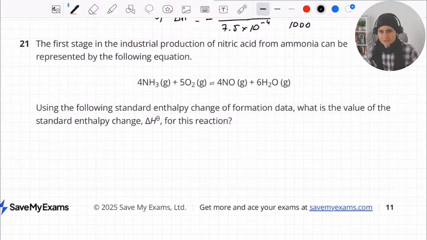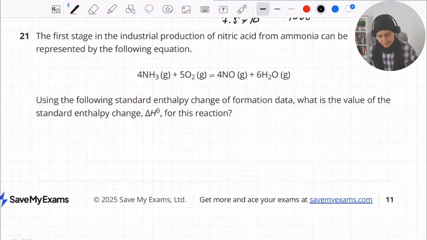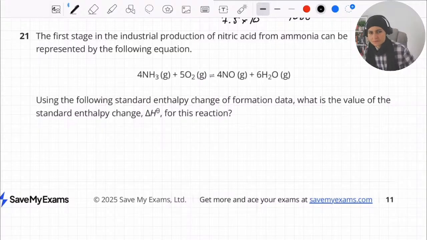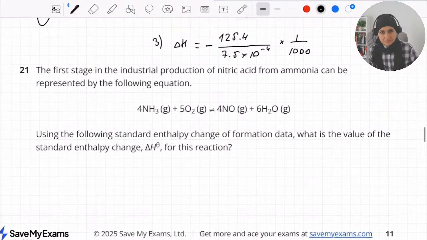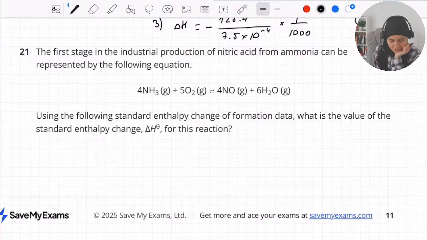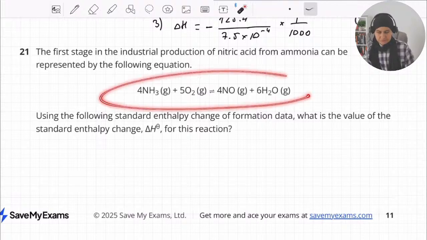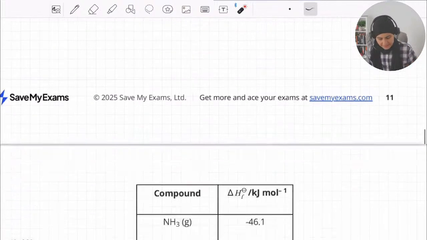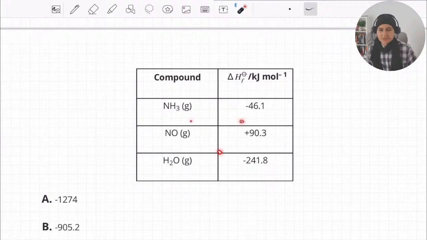Next, so the first stage in the industrial production of nitric acid from ammonia can be represented by the following equation. Using the following standard enthalpy change of formation data, what is the value of the standard enthalpy change for this reaction? Right, so they gave us a reaction. Balanced equation, all good. And they gave us information about delta HF.